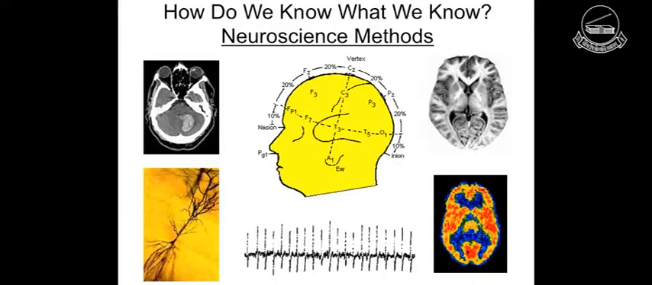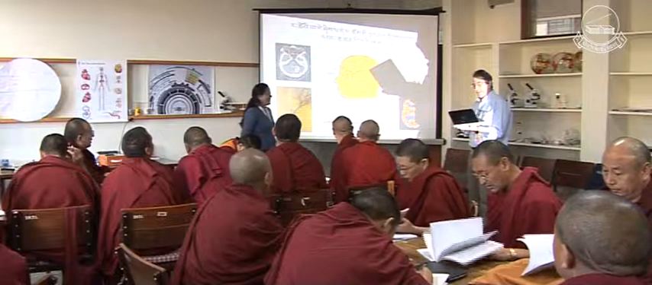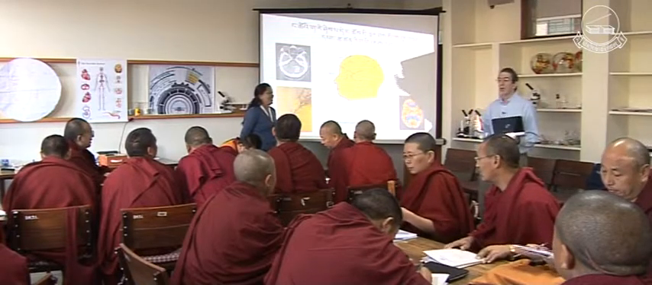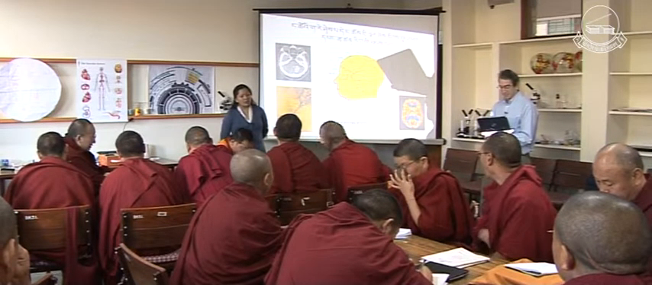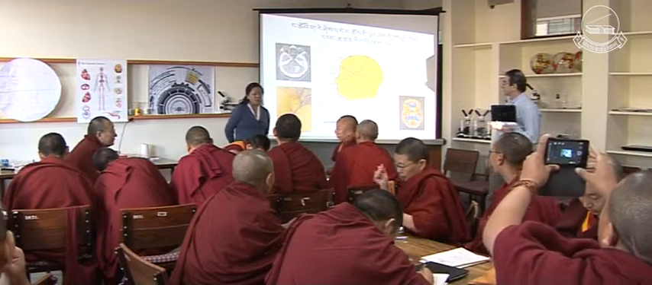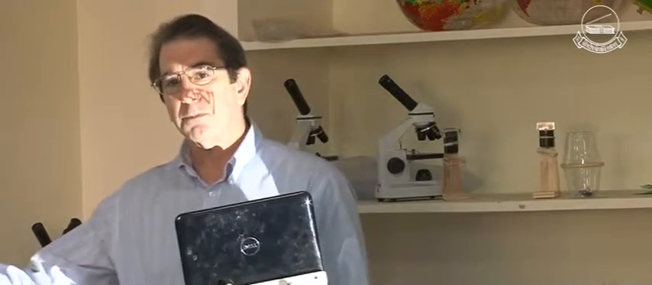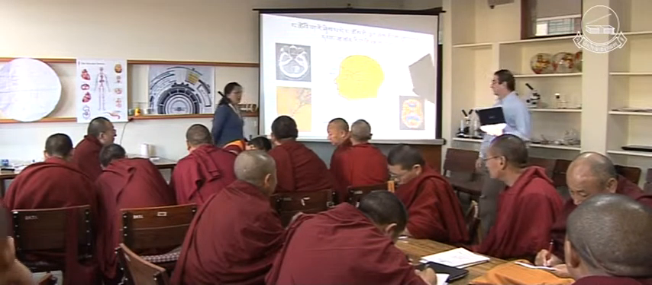Today we're going to talk about some of the ways that neuroscientists use to actually measure what's going on in our minds. I call this lecture, How Do We Know What We Know? And I'm going to talk about some of the methods that neuroscientists use to measure the anatomy of the brain and also the function of the brain.